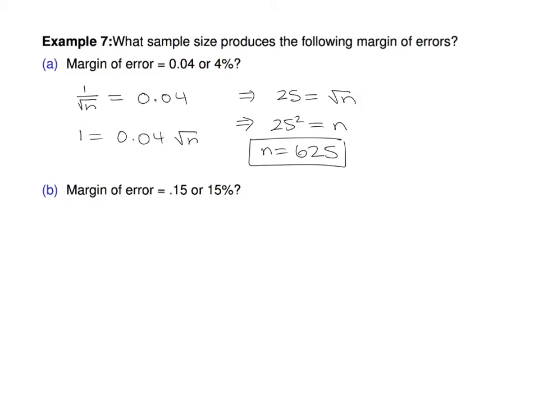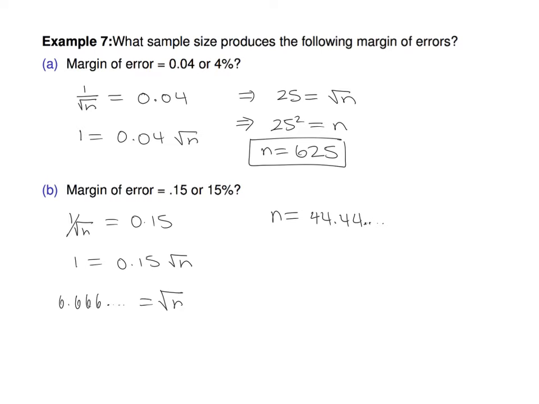And what if your margin of error could be 15%, which is huge and unrealistic, but anyhow, let's figure it out. So 1 equals 0.15 times root n, divide by 0.15, and we get 6.666 repeating, equals root n. Square both sides, we get n equals 44.444. And here, this is an instance where you always have to round up. So we'd have to have a sample size of 45, because 44 would give us a margin of error that was too big. So you have to round up to the next nearest person, and you can't sample half a person.